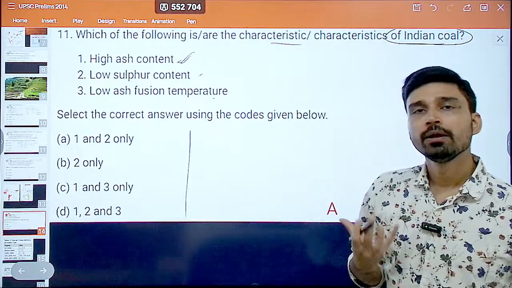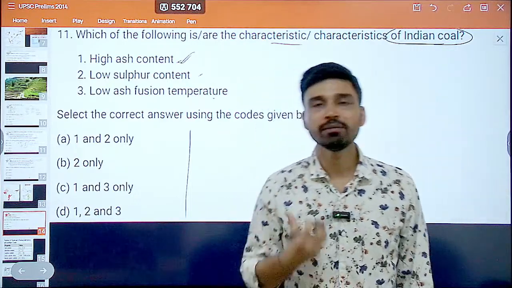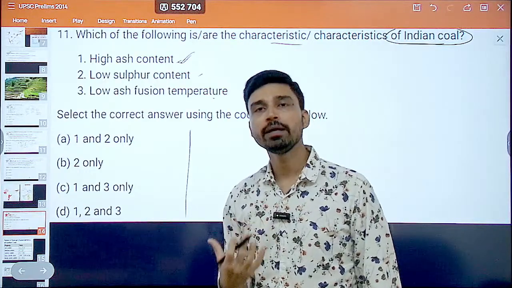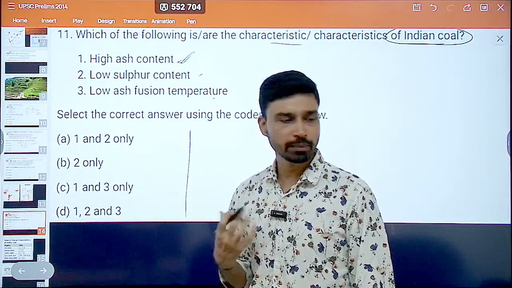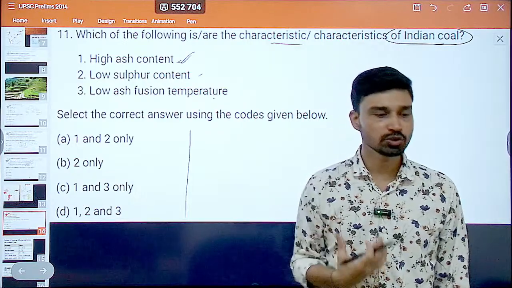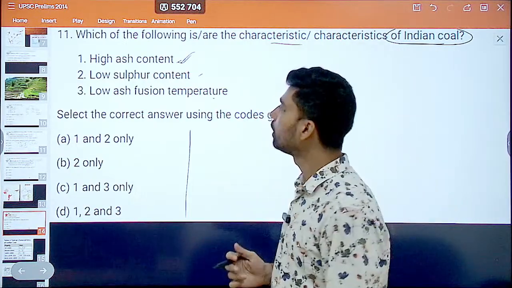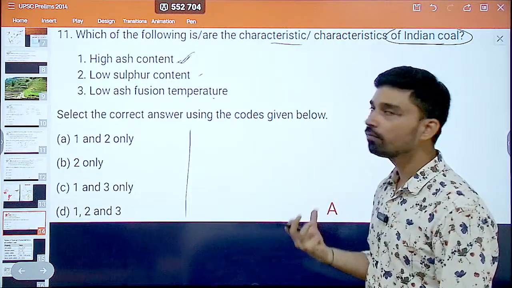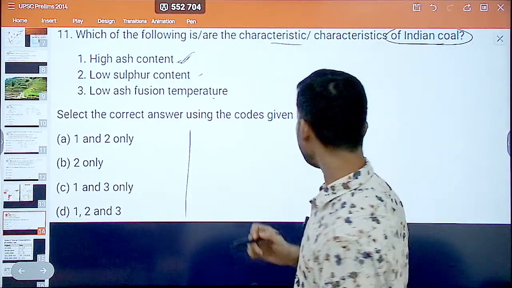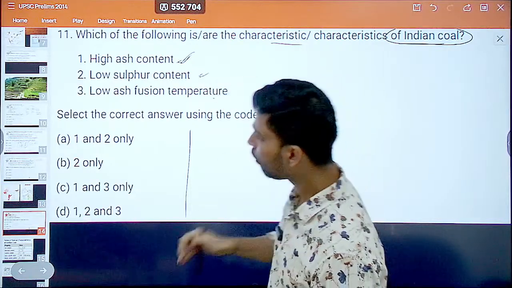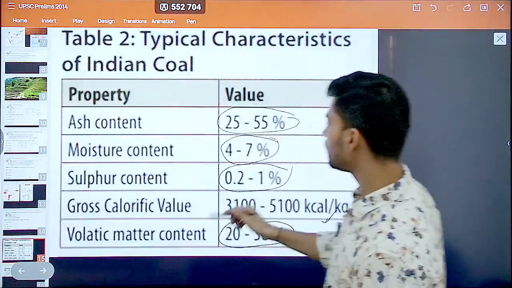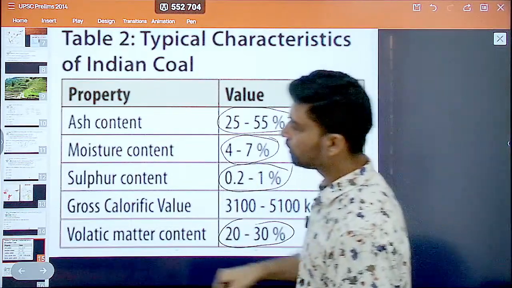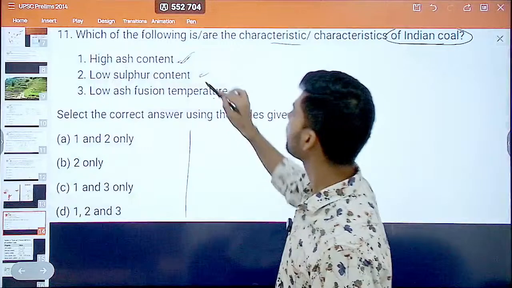That is why many high grade iron steel manufacturing companies do not use the domestic coal, rather they have to depend on the imported coals which they are bringing from countries such as Australia and Indonesia. The one reason is high ash content of the coal makes it unsuitable for such kind of high grade steel manufacturing. Second, if we talk about low sulfur content, that is obviously correct because the sulfur content is very low, 0.2 to 1% only. So the second option also is correct.